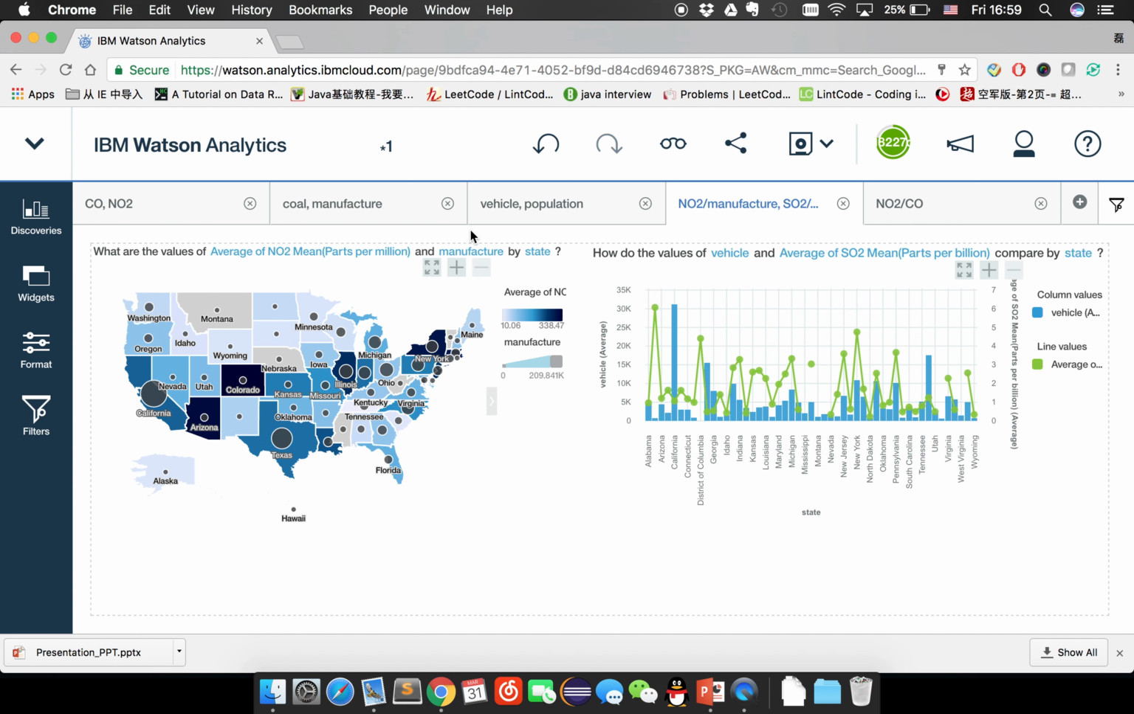From the combination chart on the right, we can see a clear relationship between vehicle and sulfur dioxide. The line is the value of sulfur dioxide. The column is the number of vehicles registered in the state. We have an obvious move pattern by state. The larger the amount of vehicles, the higher the value of sulfur dioxide. According to researchers and referring to the data pattern, we can conclude that one possible cause of sulfur dioxide is vehicle exhaust.